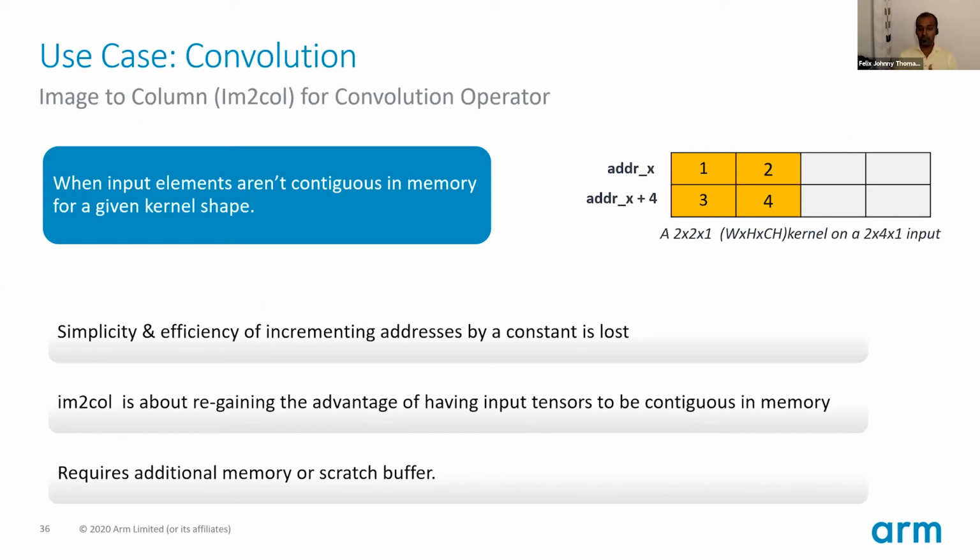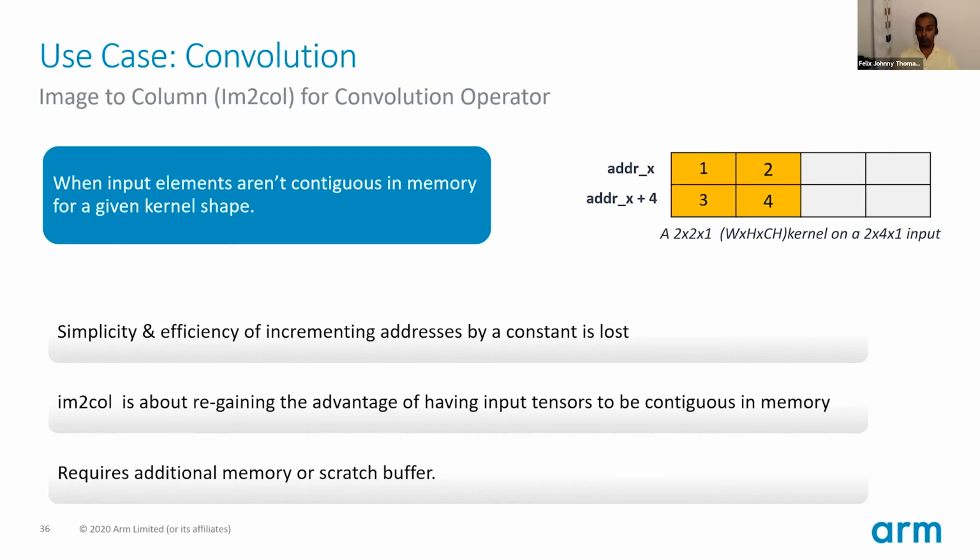Convolution is where the most common technique, image to column, is applied. And the reason why we do this is the input elements aren't contiguous in memory for a given kernel shape. So if you take the figure on the top right, the elements 1 and 2 are next to each other in memory, but 3 and 4 aren't.